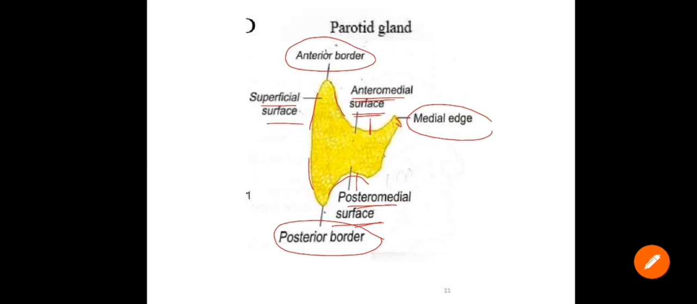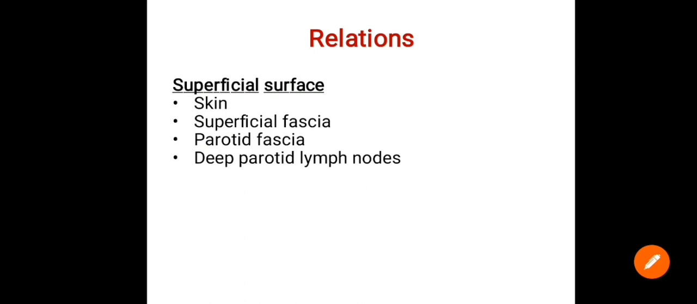So if you remember this picture, it's very easy to remember the surfaces and the borders. So make sure that your concepts of the surfaces and borders are clear, because only then can you learn the relations. So once again I'm repeating, this is the anteromedial surface and this is the posteromedial surface. And here we have the superficial surface. Now let's move on to the relations of the gland.